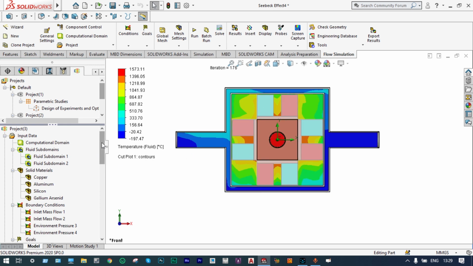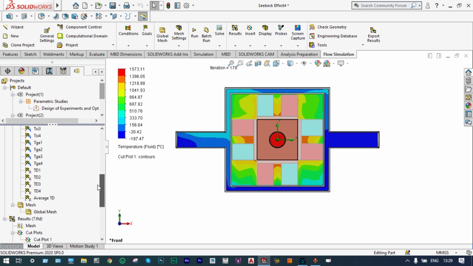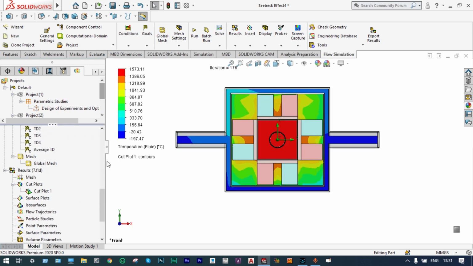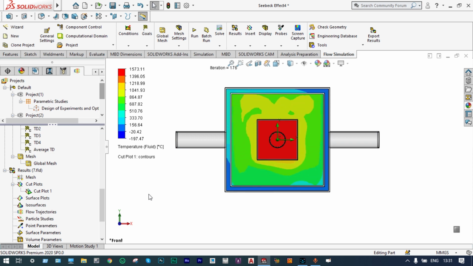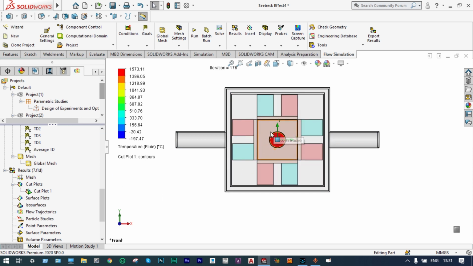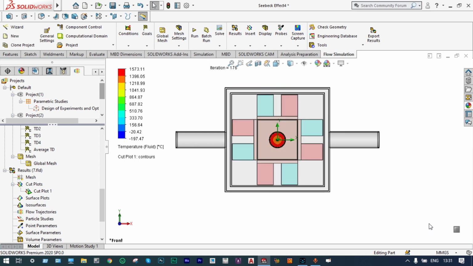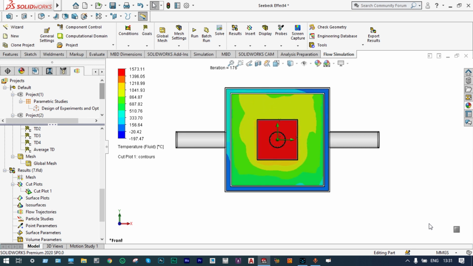Let us see this one in the form of an animation. Let us play this. It will be flowing from the front plane. You can see inside this hot flue gas, its temperature is very high. It is in the range of red color. You can see heat flow, how it is occurring from different surfaces.